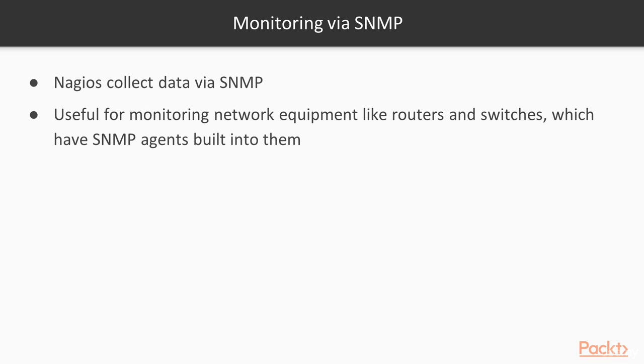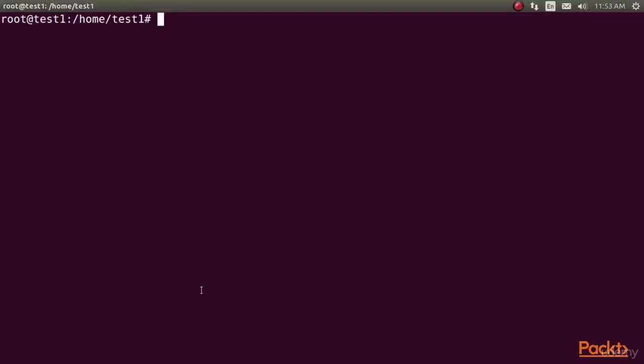In addition to using NRPE to collect data, Nagios can also collect data via SNMP, Simple Network Management Protocol. This is especially useful for monitoring network equipment like routers and switches, which often have SNMP agents built into them. Now let's see how to do it.